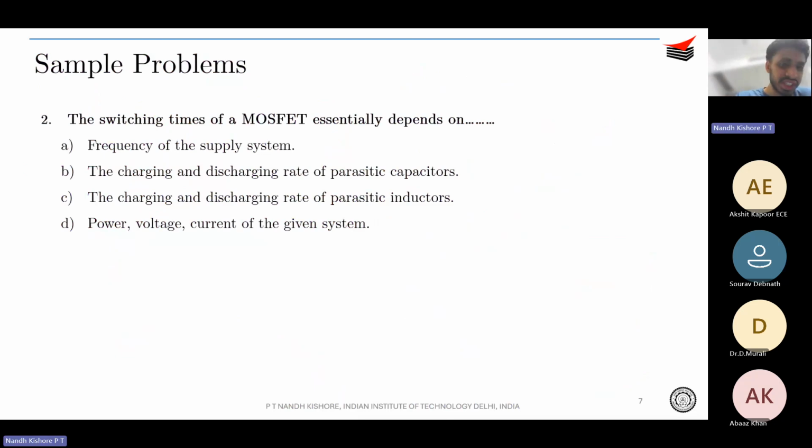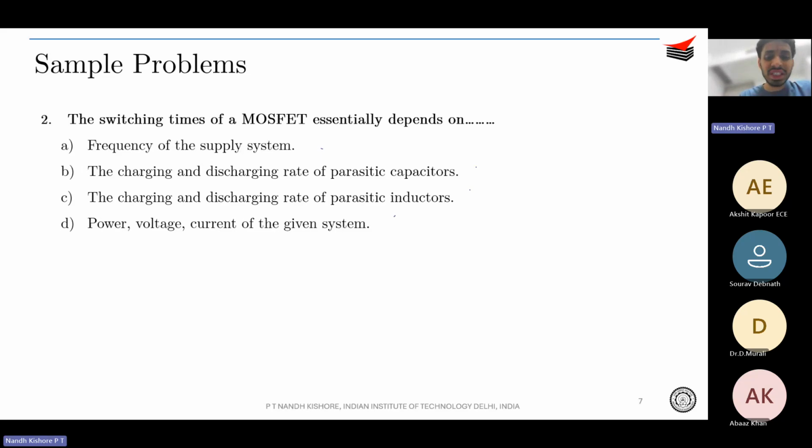So we'll go to the next question. Switching times of a MOSFET essentially depend on dash: frequency of the supply, charging and discharging rate of parasitic capacitors, charging and discharging rate of parasitic inductors, power voltage current of the given system.